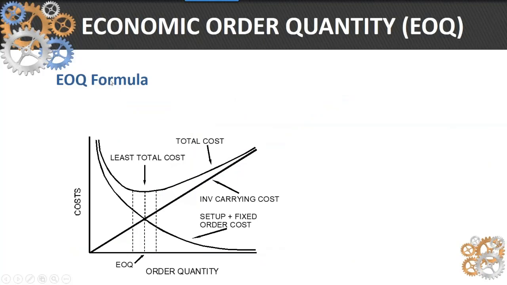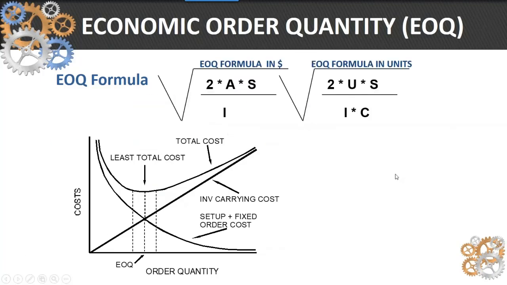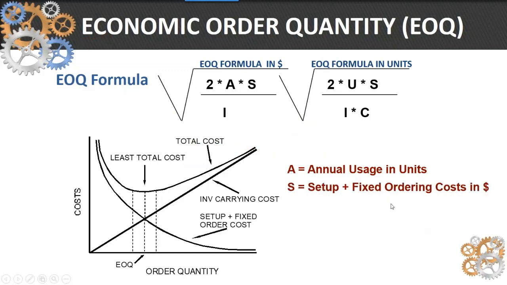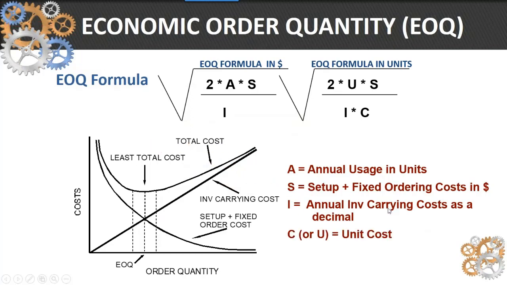So if you look at this, you don't want to graph every part that you've got. So we've got a couple of formulas that allow us to do this. We can calculate EOQ in terms of the dollar value of the order, or economic order quantity in terms of units. So here, those are both the least total cost. And this is the annual usage in units. This is the setup or fixed ordering cost in dollars. I is the carrying cost, and C is the unit cost. So that's how we would calculate the economic order quantity.